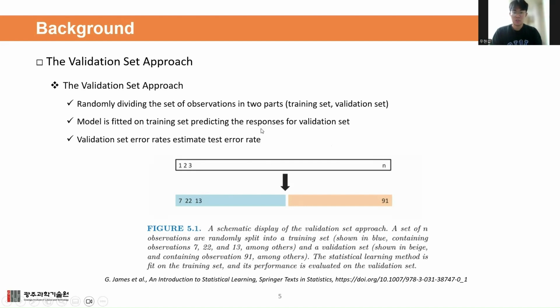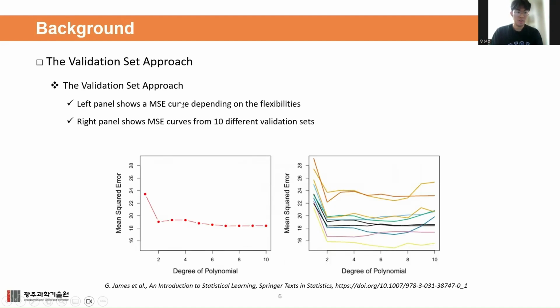And as you can see in the figure below, we can separate the observation data into two parts, a training set and a validation set. And through the validation set approach, we can decide how flexible the model should be for the best prediction of the responses. As you can see in the left figure, we can decide the degree of the polynomial, which means the flexibility of the model, through the estimated MSE curve.